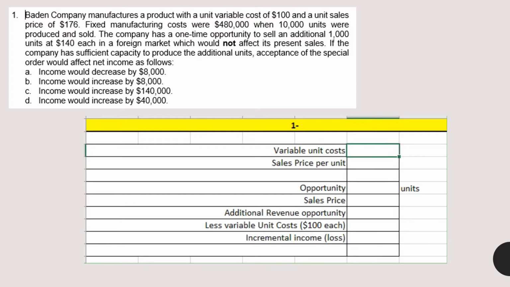So in this case, just to identify the various components, we have a variable unit cost of $100, and a sales price in the Canadian market of $176. They have an option for 1,000 units at $140 in sales price. The additional revenue potential is $140,000, being the $140 sales price times the number of units. The variable cost is $100,000, being $100 each times the 1,000 units. So they have an incremental income of $40,000.